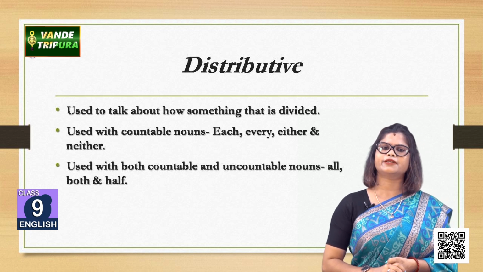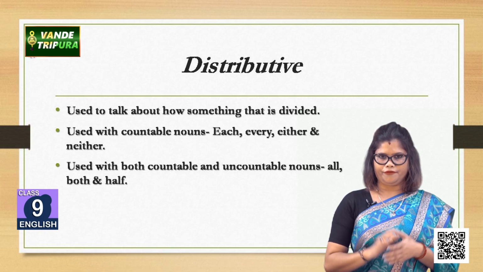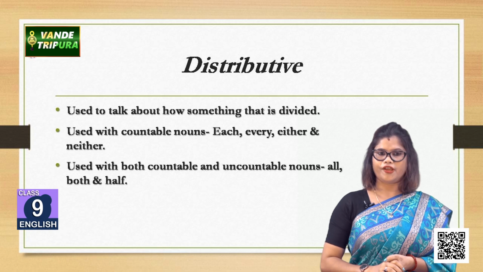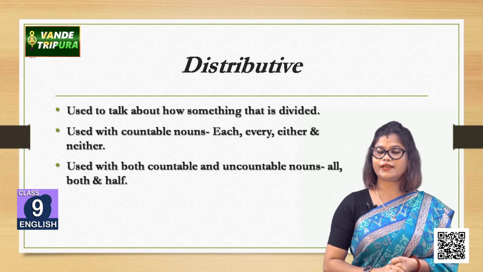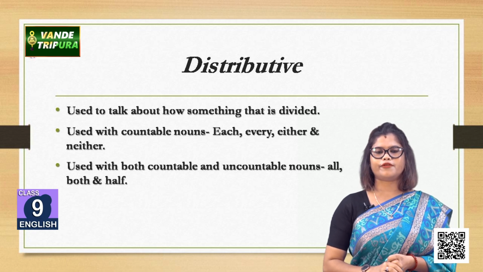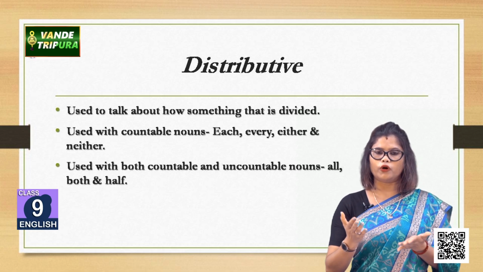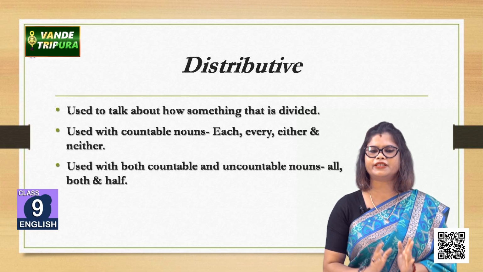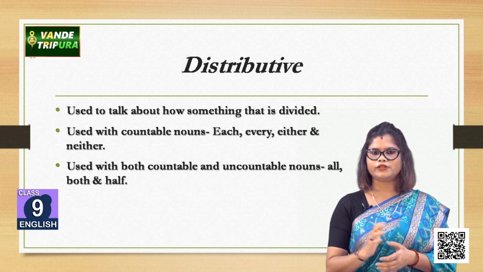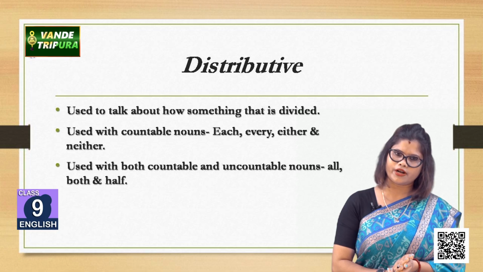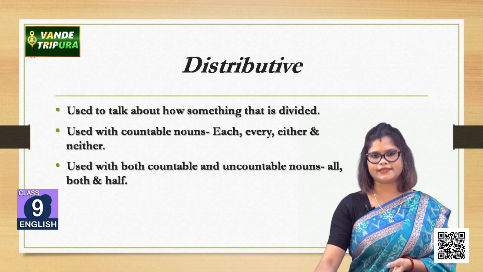What are the distributive determiners? Distributives are used to talk about how something is divided. If you see the examples of distributive determiners, we get each, every, either, neither, all, both, some. Now if it is countable, what do we use? Each, every, either, neither. These are the examples of distributive determiners. All, both and half are distributive determiners that go with both countable and uncountable nouns. Sometimes we see them used with countable nouns, and sometimes with uncountable ones, okay.